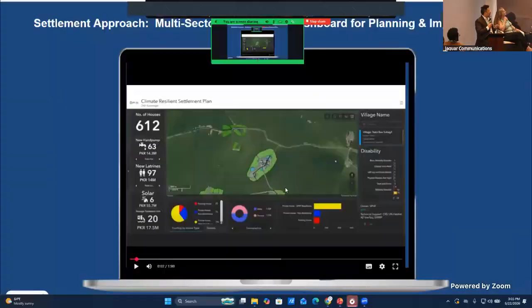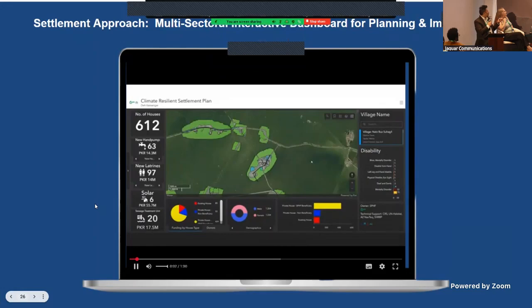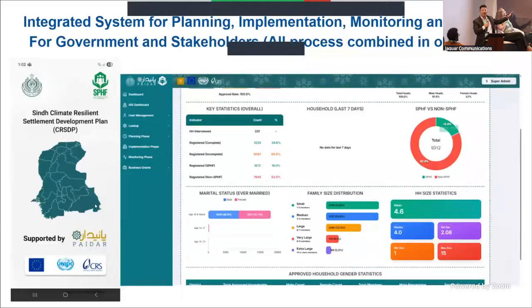The recovery program that started with $5 million is today $2.6 billion, from housing to water to sanitation facilities to infrastructures and so on. Moving to the next slide: in order to make it sustainable, we had to code it for a local government system. This system is integrating planning, implementation, monitoring and reporting, and combining all the systems with different levels of access.